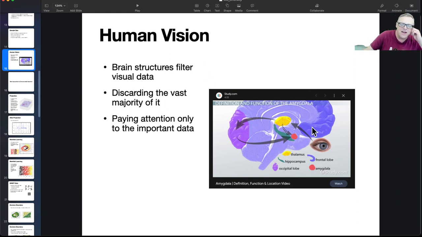So I did have a picture. Here's human vision showing how it works. It goes through a couple of brain structures to do exactly the same thing, to define something called attention, and only pass data relevant to the thing you're paying attention to, and discard all the peripheral data.